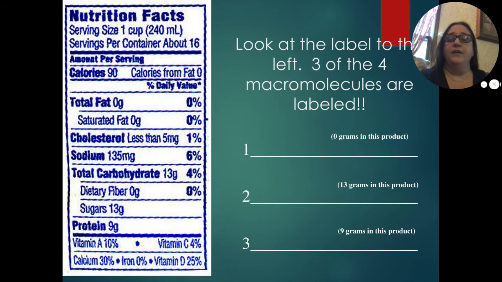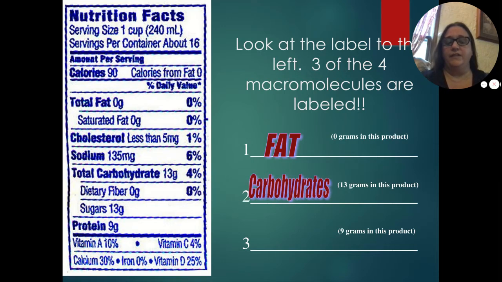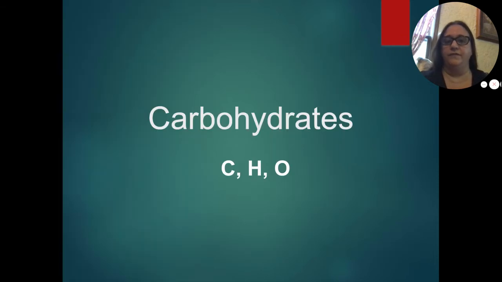Okay, you eat food every day and you frequently see your food labels. On the food labels are 3 out of the 4 macromolecules that are always labeled there. There's the fat. This one doesn't happen to have any. The carbohydrates, which this one has 13 grams, and the protein, which has 9 grams. And we need all of these things for life. So let's start with the carbohydrates.